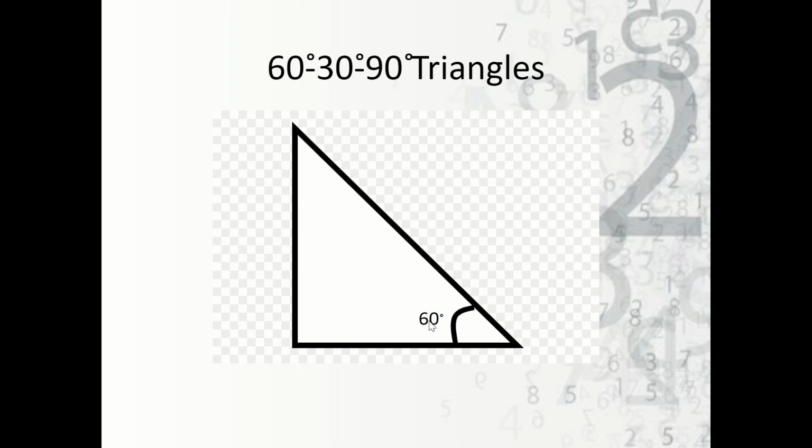Now if we know that this one's 60 and this one's 30, then this one's obviously 90. So the side opposite of here should be square root of 3. Side opposite of here should be 1. And this side should be 2. So that's how this would work with a 60, 30, 90 triangle.